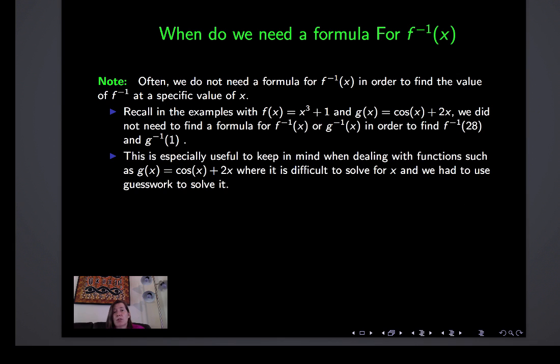And this is especially useful to keep in mind when you're dealing with functions such as g of x here, which is cosine of x plus 2x, where it's very difficult to solve for x in terms of y in the previous method.